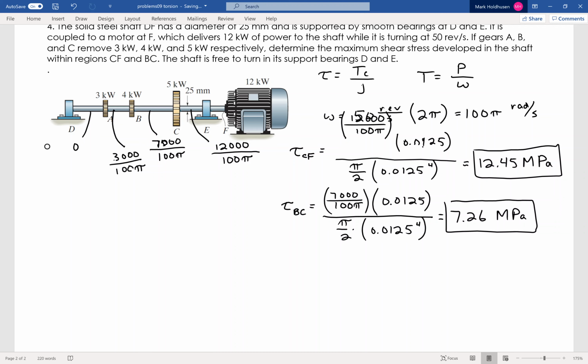So again, find the torque in each section. You do that by taking P divided by omega. From that torque, you can then find the stress just by taking TC over J, and you'll get the answer that you're looking for.